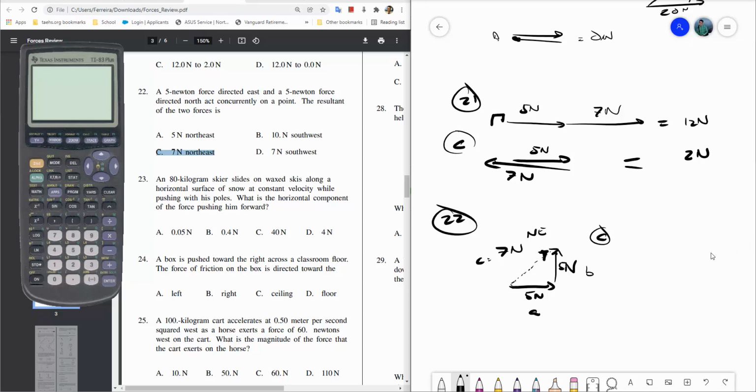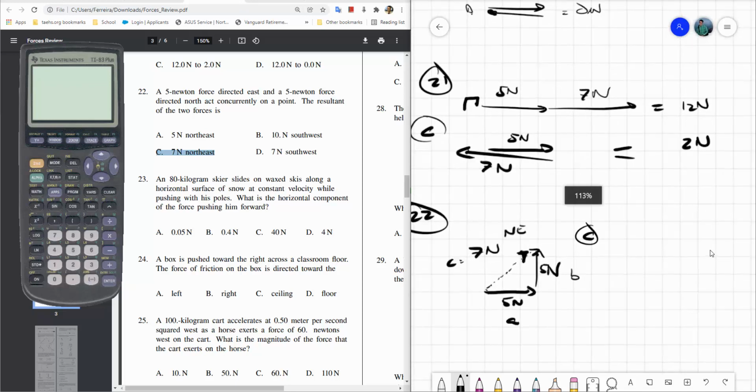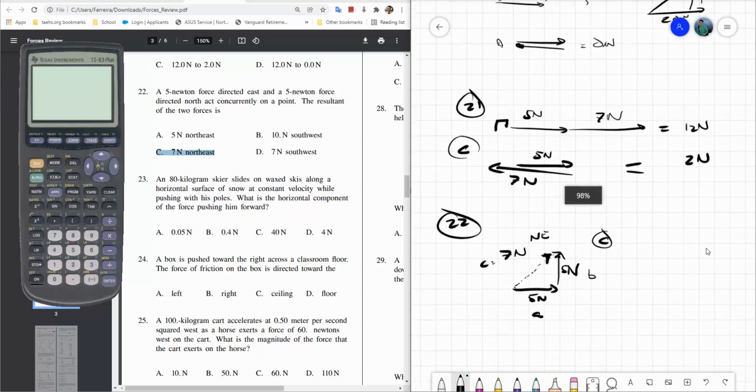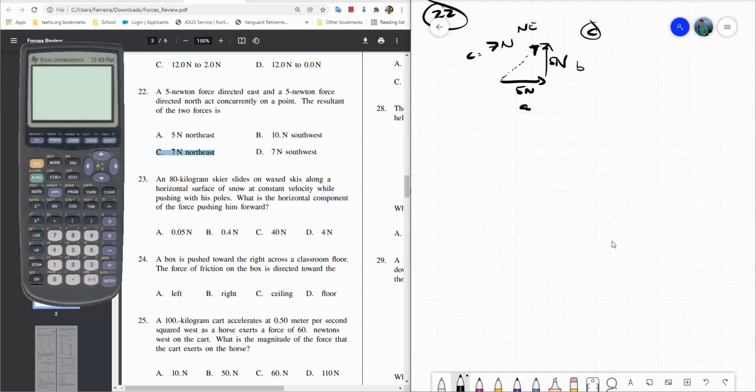23: An 80 kilogram skier on waxed skis slides along a horizontal surface with a constant velocity while pushing with his poles. What's the horizontal component of the force pushing him forward?